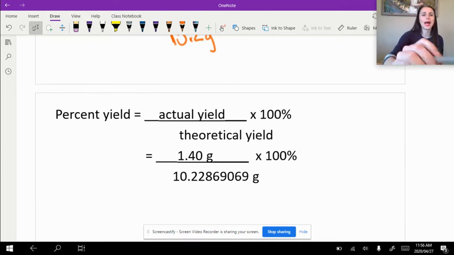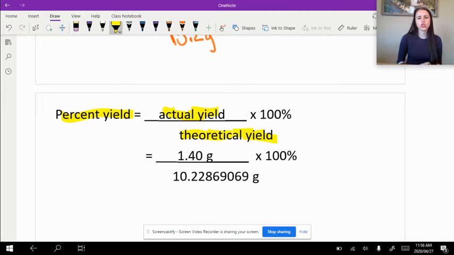Notice that we're not quite done yet. The whole question was asking for the percent yield, right? And just a reminder of what my formula is for percent yield: my actual yield divided by my theoretical yield. My actual yield is what I actually got in the lab. My theoretical yield is what I should have gotten in my lab. So if you go back and read your original question, you were told that when you did this lab, you got 1.4 grams of ethanol.